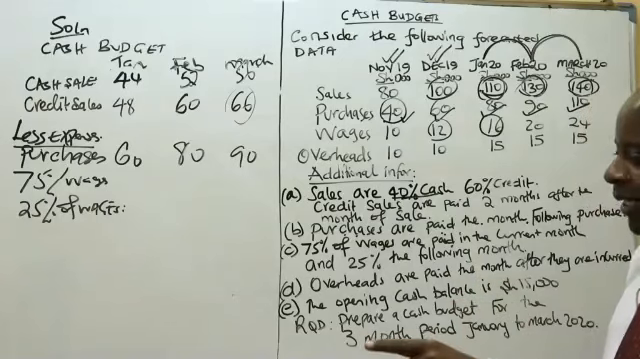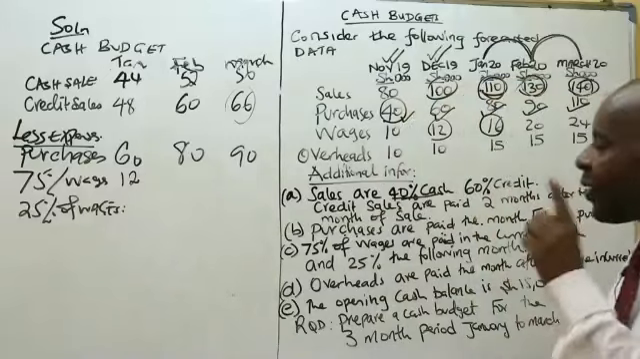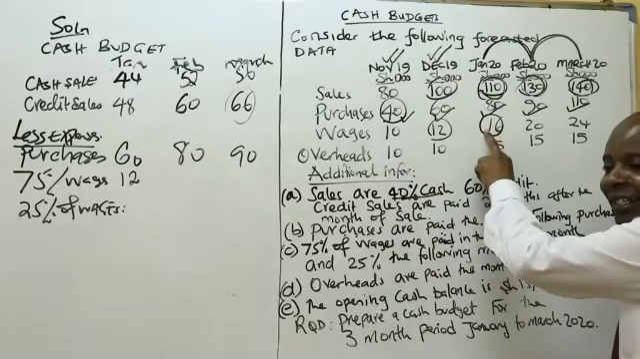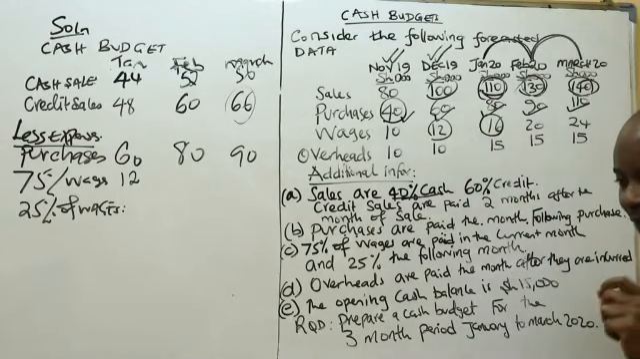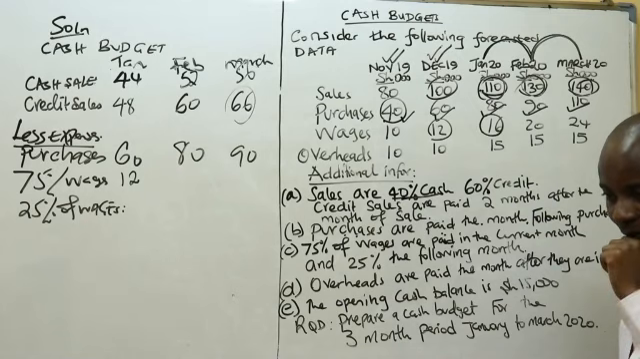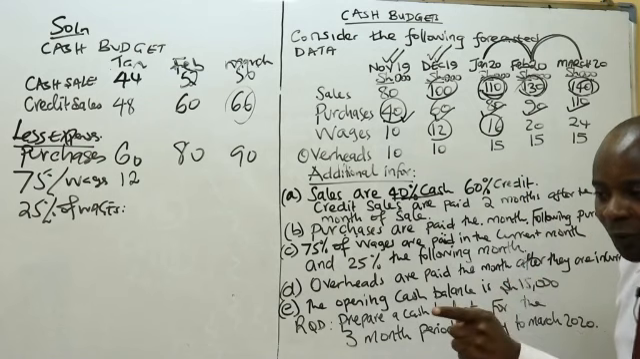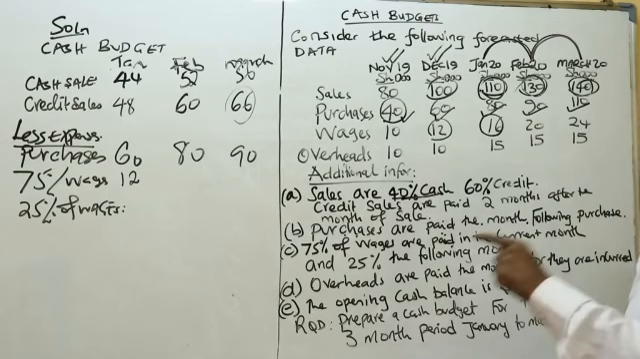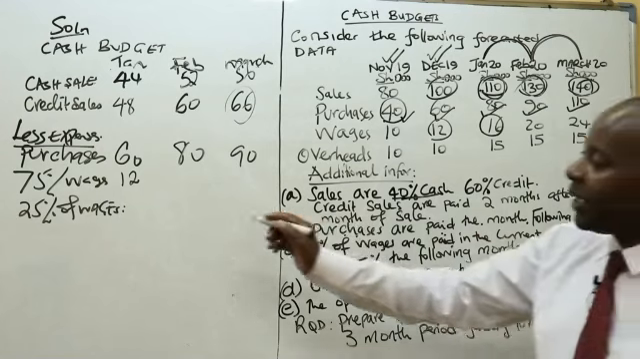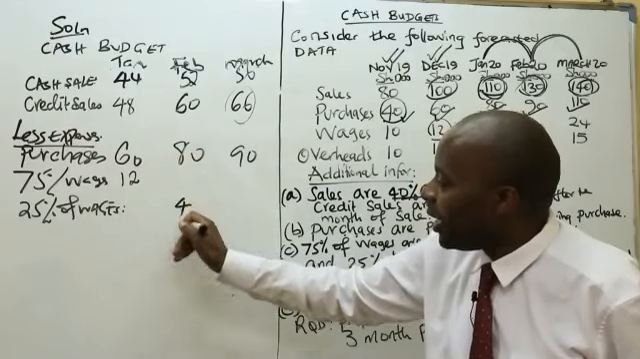75%, thank you very much, Caro. 75% will be paid in the month of January. And then what is 25% of 16? Paris tells me 4. When are we going to pay those wages worth 4? Which month? February. So 25% of January's total will be paid in February, which is 4 like that.